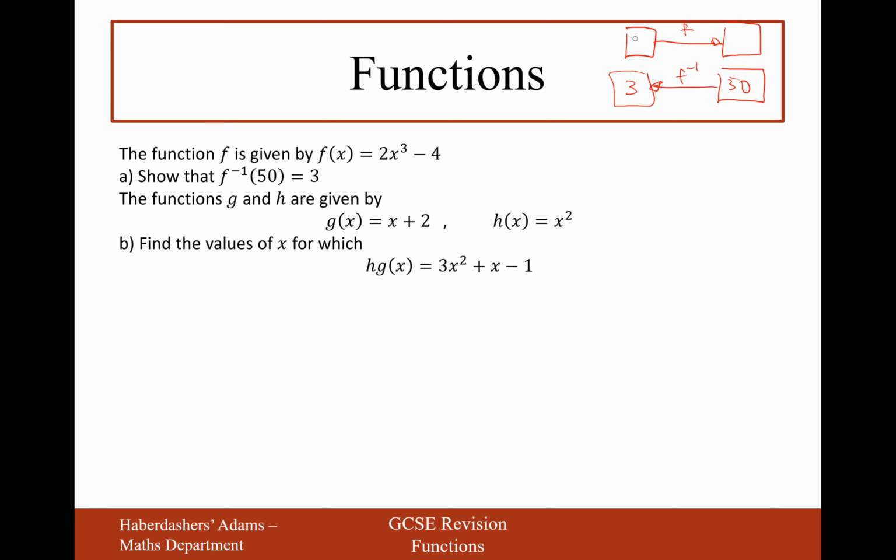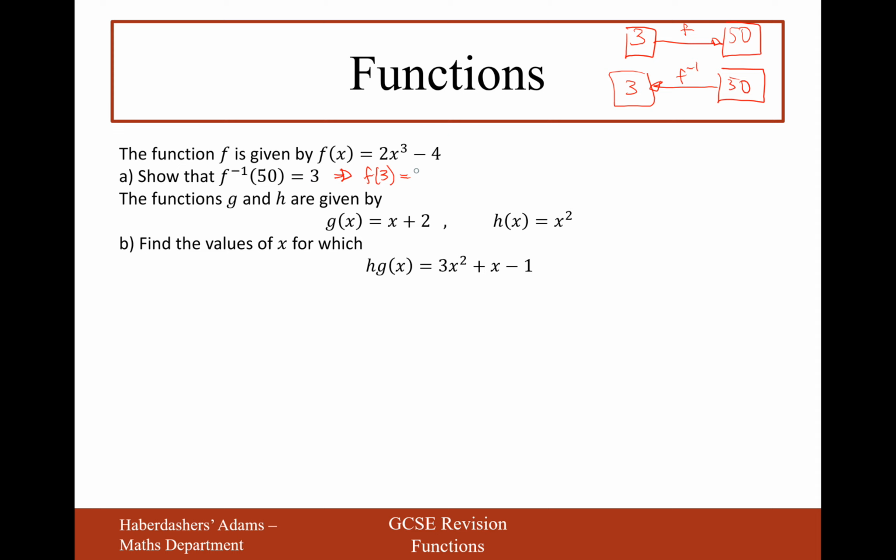So all I need to show here is that if I were to start with the number 3 and do the function, I would get 50 as my output answer. So what I'm going to do here in my answer to part A is just put the number 3 into the original function. Not the inverse function, the original function, because 3 is effectively my input number, 50 is effectively my output number, because remember inverse functions take output values back to input values.